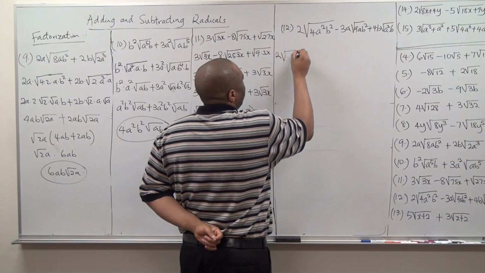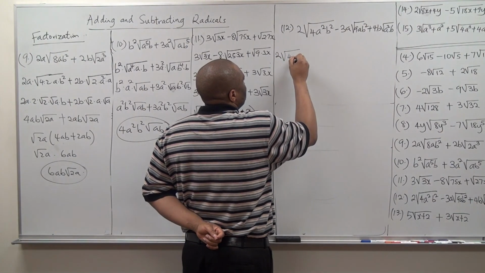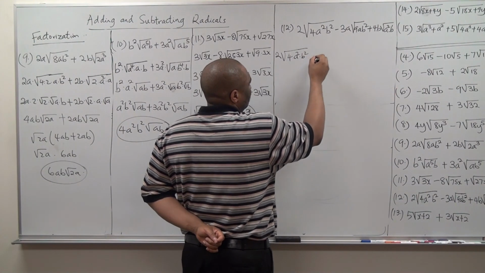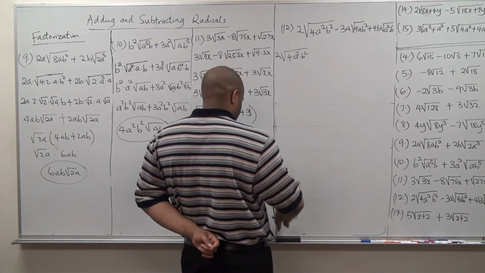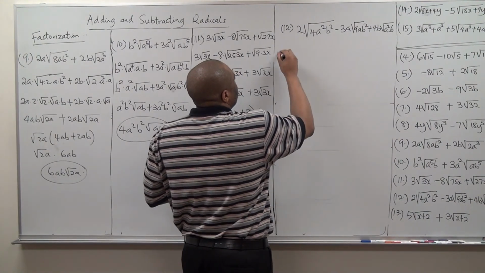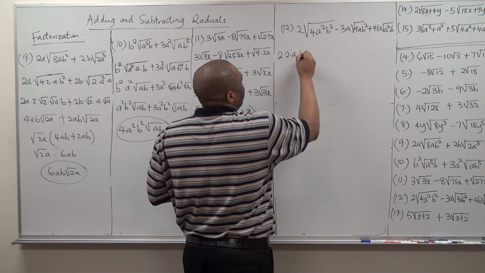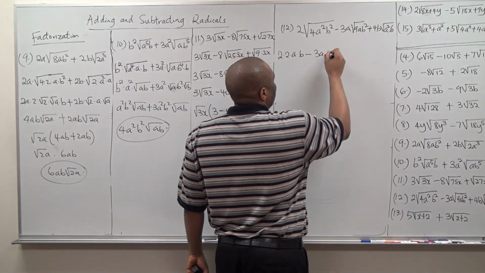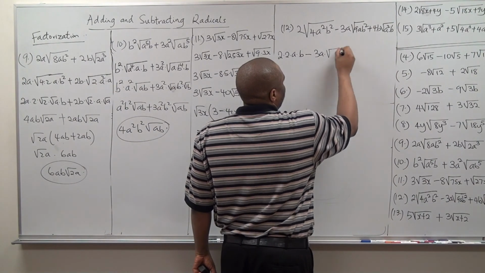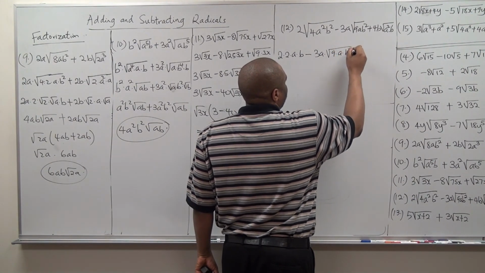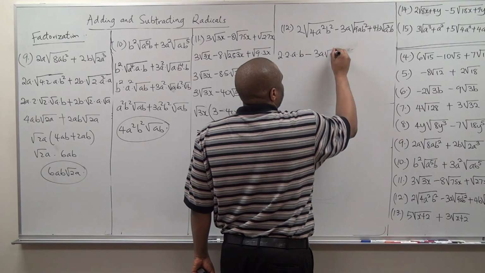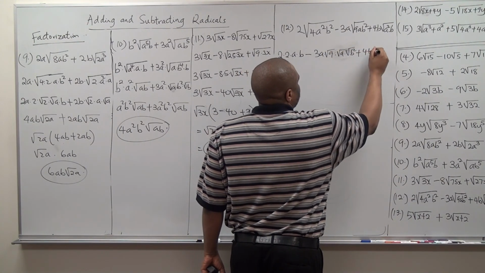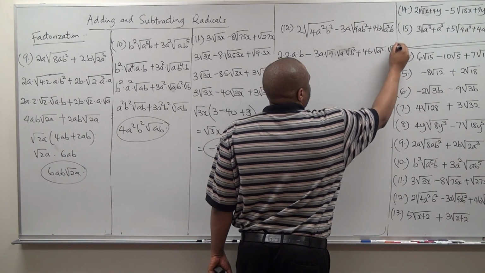This is 2 square root of 4 times a squared times b squared, of course. And we can even easily do this. This is 2 times a times b, immediately when you simplify that. Minus 3a times square root of, we can break this down, a times b squared. Square root of 9 times square root of a times square root of b squared, plus 4b times square root of a squared times square root of b.